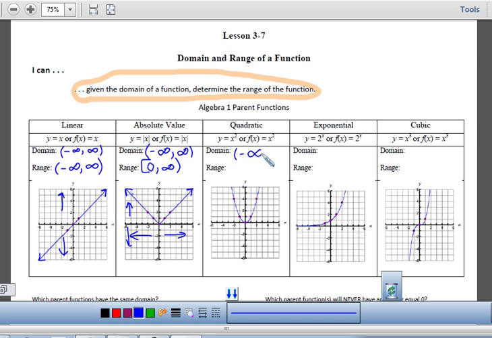Alright, back to the domain. Same as the absolute value, negative infinity up to positive infinity. And the range is also going to be equal to 0, because it's right here at the origin, but continue upwards forever, so that's infinity. Okay? Alright. Exponential.